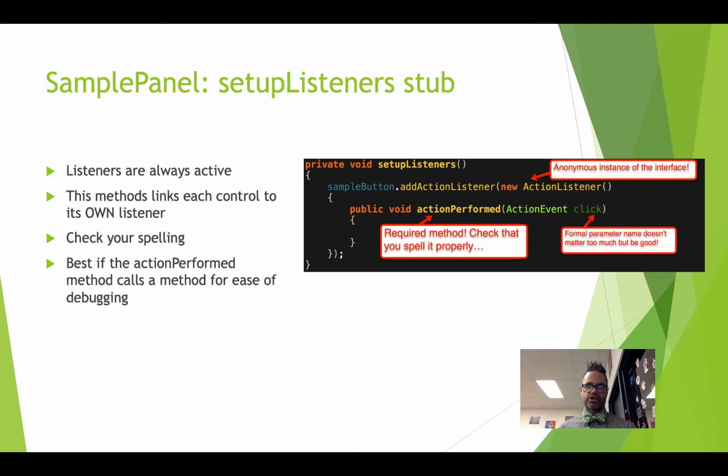It's really important we check our spelling, because the actionPerformed method should call a refactored method. We want to make sure we use that right there. As we can see over here on the right-hand side of the picture, we have our anonymous instance being created right there with a new ActionListener. You need to make sure you use the actionPerformed method, and then our parameter name, in this case click. It makes sense because I'm clicking a button, but it's a formal parameter so the name doesn't matter, and most of the time we don't even use it. It's just to make sure that we know what we're working with.